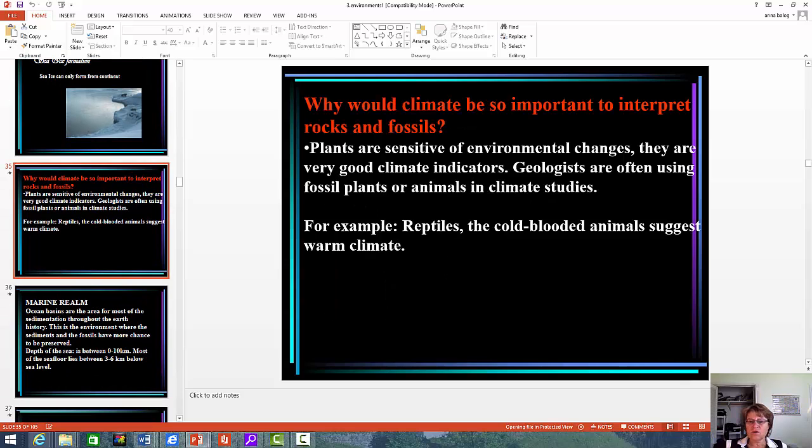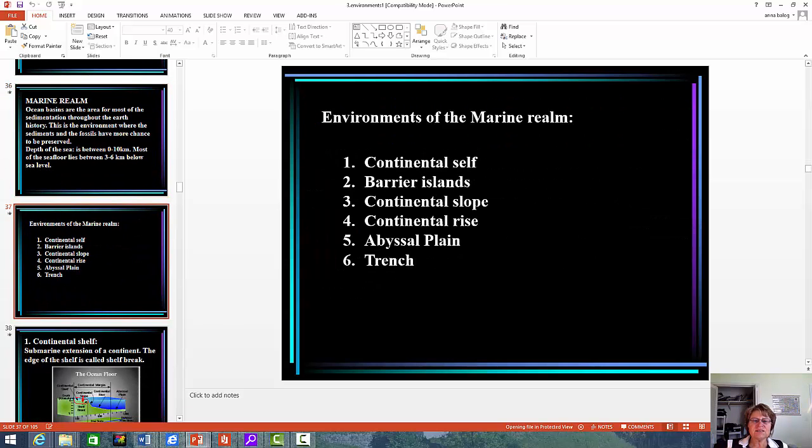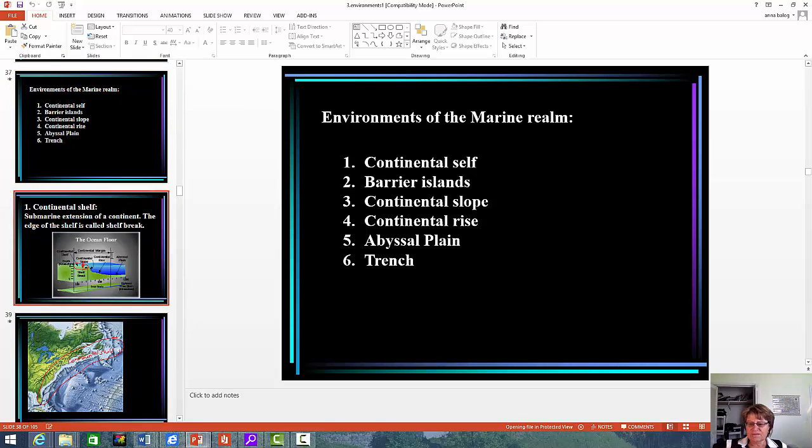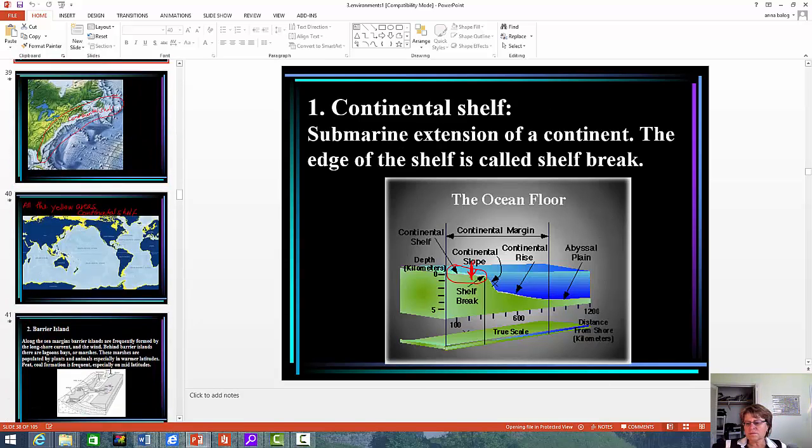So these are all those. And then why would the climate be important? That's kind of understandable, that from the fossils we kind of know what kind of climate it was at the time. This is the marine, and you should know these. If I ask you the environments of the marine realm, these are the ones you have to talk about. And that is exactly each kind of important.